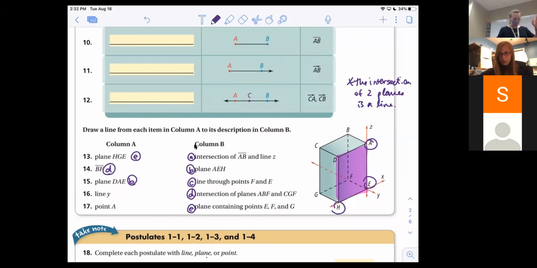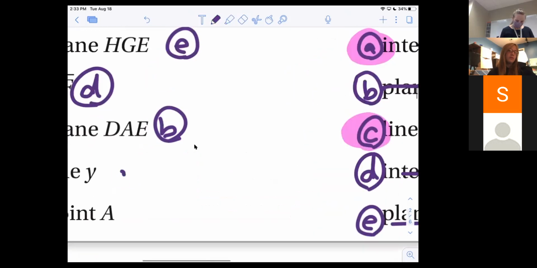All right, last two. We've got line Y and we have point A. And we've done E, we've done D, and we've done B. So we have to decide which one is C and which one is A. Thoughts? Anyone ready to match one? Kate. Line Y is line through point F and E. Awesome. It's labeled Y. We see that, F and E, perfect. Those are the same thing. So that's going to be letter C. 16 is letter C.